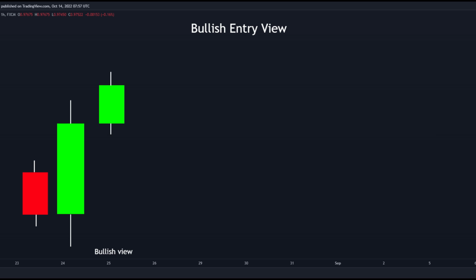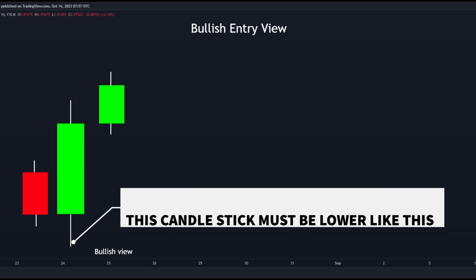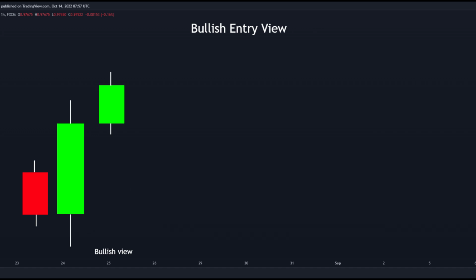The second step is that the bullish candle must have a lower low compared to the low of the bearish candle. From this example we can see that this bullish candlestick low is lower than the low of the previous bearish candlestick. You will understand why this is very important to get a sniper entry.